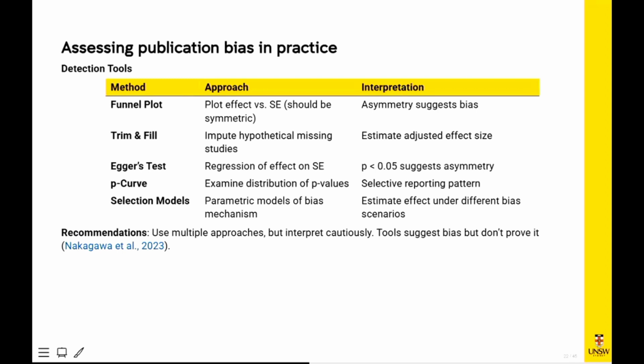There's trim and fill, where you impute some hypothetical studies that may be actually missing from your data set and estimate an adjusted effect size. If it changes a lot, then you might have some problems with publication bias. Another is Egger's test, which is simply a regression of your effect sizes on your standard errors. And if there is evidence of a relationship there, then perhaps you have some publication bias. The P-curve and selection models are a bit more technical and involved, but those are good tools as well.